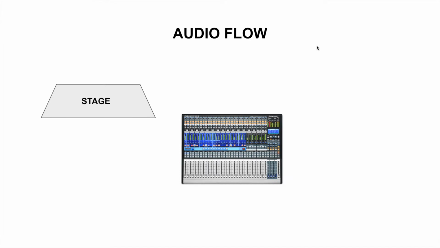All right, so audio flow. Let's go over just some of the basics. Obviously, as in any situation where you're running live sound, we've got two basic elements, which are our stage and our board. These two components are connected via a connection we call a snake. A snake is a big fat cable that splits off into a bunch of individual XLR cables that plug into each one of the inputs on our board.